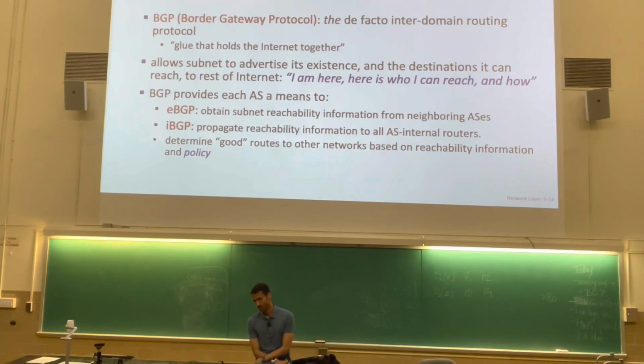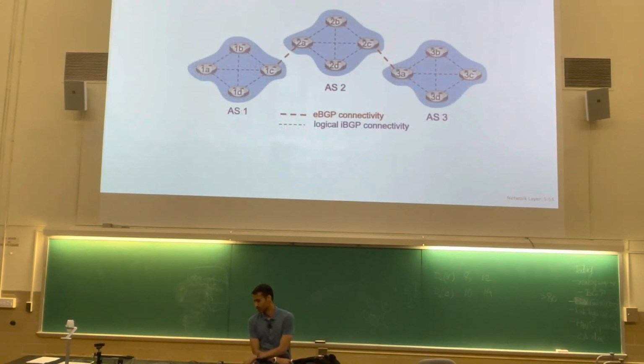BGP has two components, eBGP and iBGP, that respectively cater to its two fundamental goals. From neighbors, learn what destinations neighboring ASs learn are reachable. Having learned that information, propagate it internally inside your own network. That's the iBGP. External BGP and internal BGP. Okay? So let's look at pictorially how this is working. This shows you eBGP and iBGP connections between routers.